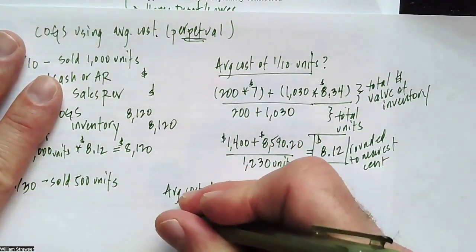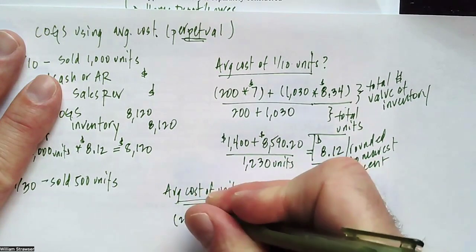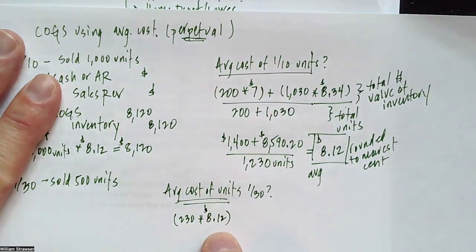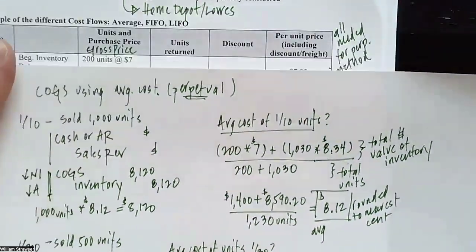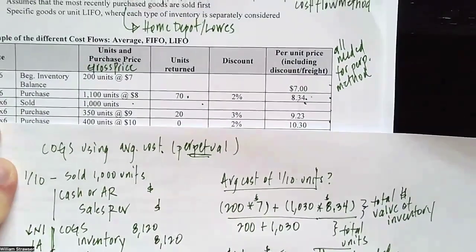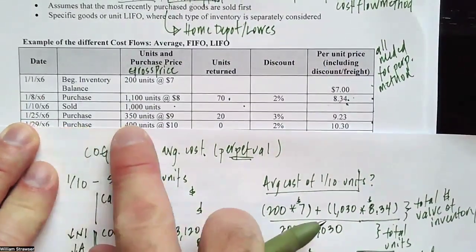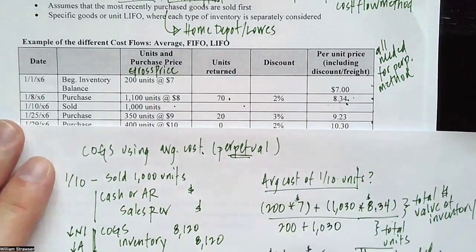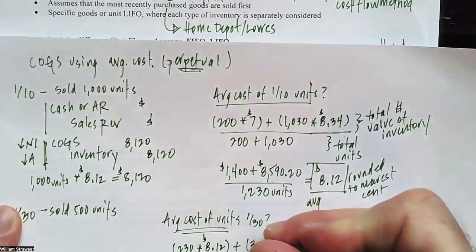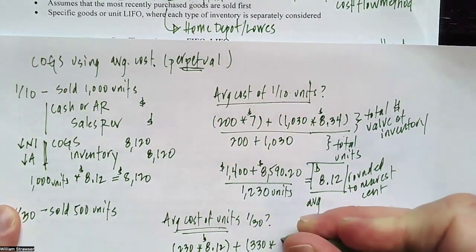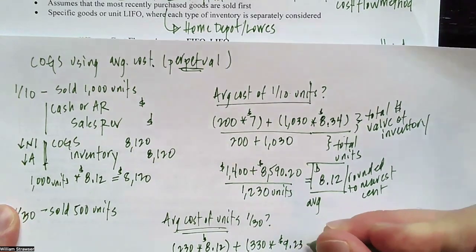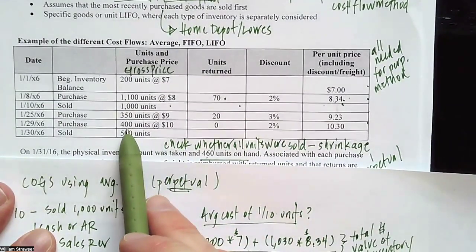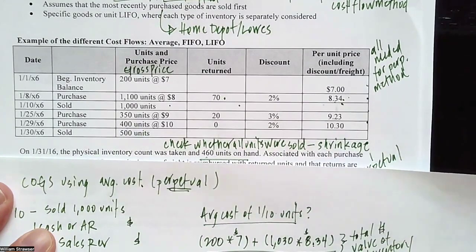That is the very first inventory value that I need to put into my moving average. Then I can add in the new ones that I purchased on January 25th. I purchased in what I kept 330 at $9.23. And I also had 400 because I had no returns, 400 at $10.30.